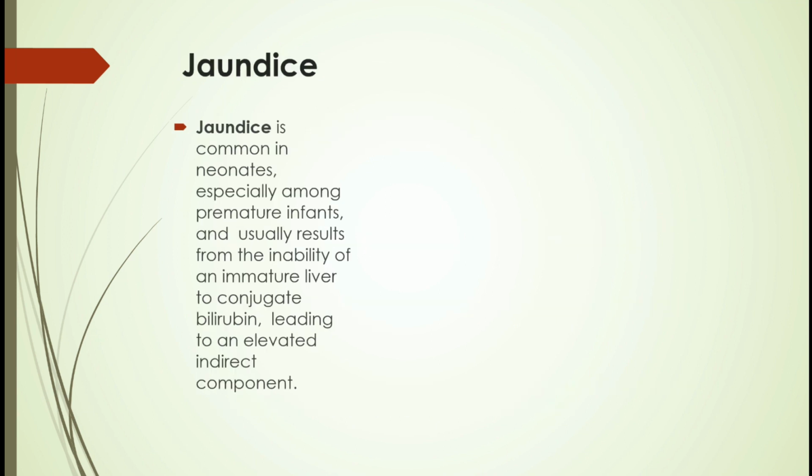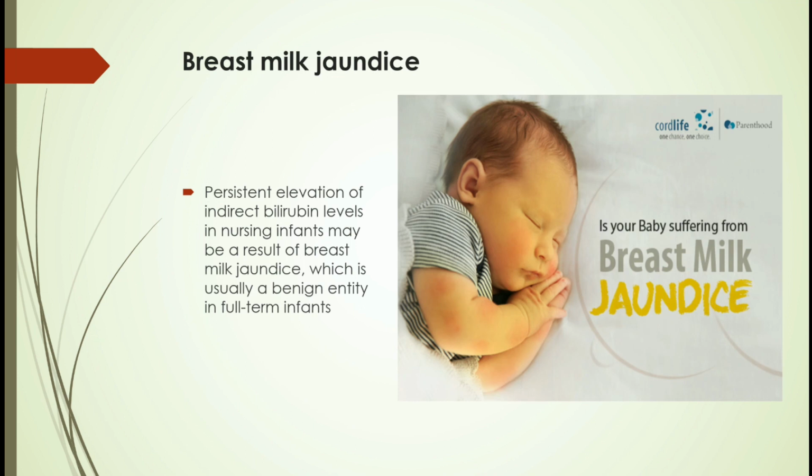Okay, coming to jaundice, it is a normal physiological finding from the second day of life, maximally up till the 10th day of life. It is never physiological beyond this period, except for breastfeed jaundice, which can be prolonged up till the 3rd week of life, right? It is very common in neonates, especially among premature infants, and usually results from the inability of an immature liver to conjugate bilirubin, leading to an elevated indirect component, right?